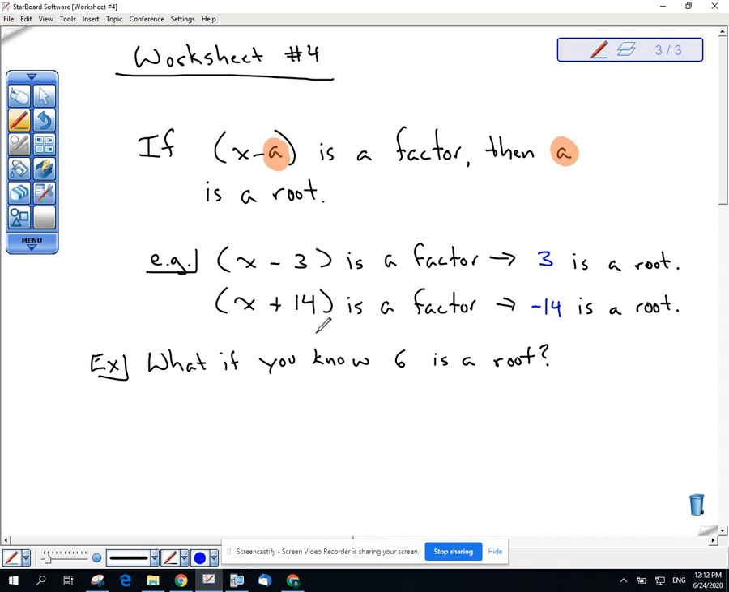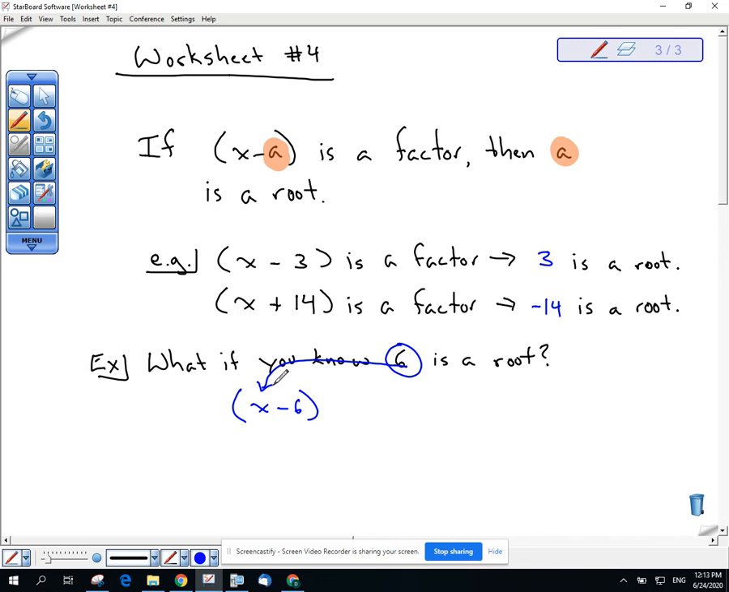Okay, what about this question? What if you know that 6 is a root? Rather than being given the factor and finding the root, what if I told you that 6 is the root? Well, you should be able to conclude that x minus 6 is a factor. Now, it's easy enough to just say it's x minus whatever the number is, and that's true. But the better way to see it is that 6, when I plug it in here, would cause this to be 0.